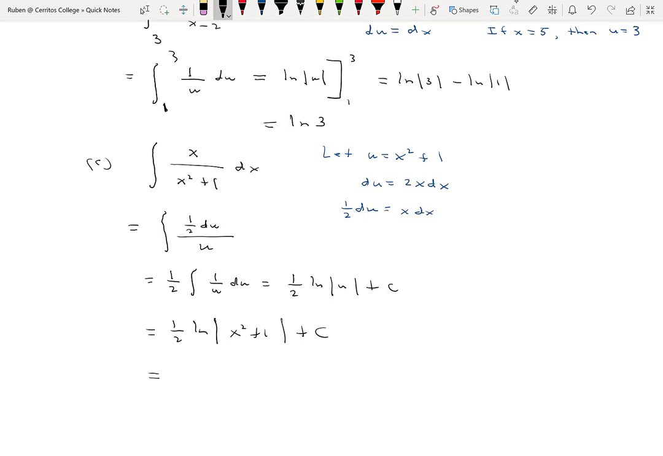What I can do, and what you should try to do, is to determine whether you really need to have those absolute values on your answer. You don't in this case. X squared plus 1 is always positive for every real value of x. So we don't need the absolute values on.